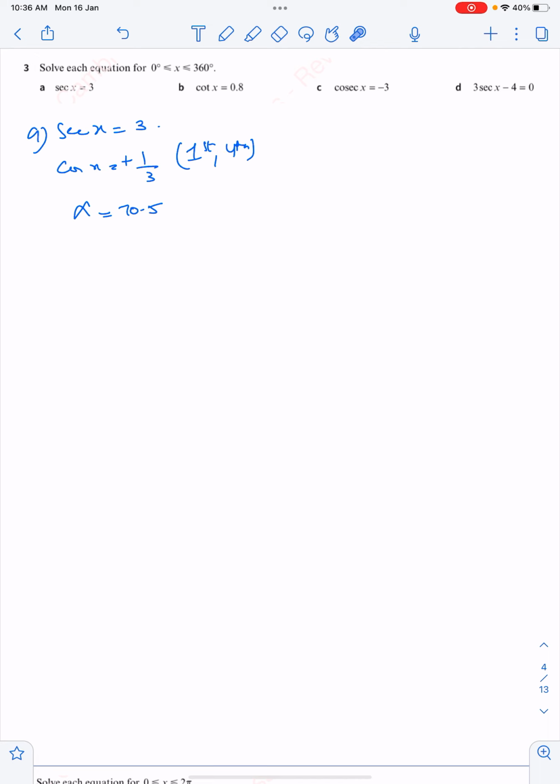Now in the first quadrant, it will be the same. So x is going to be 70.5 only. But for the fourth quadrant, it will be 360 minus 70.5, which is 289 point. Since we are finding out angles in degrees, all the answers will be up to one decimal place, 289.5. These are the two answers for this part.